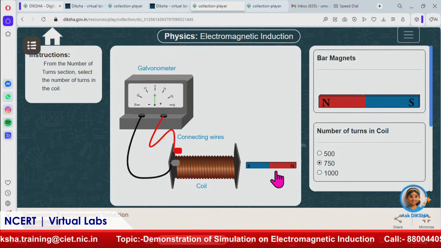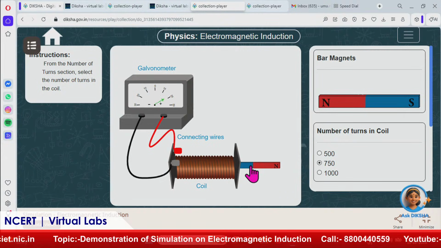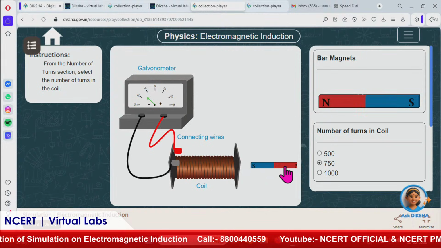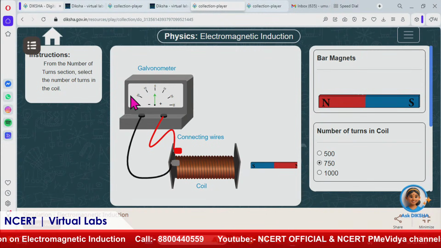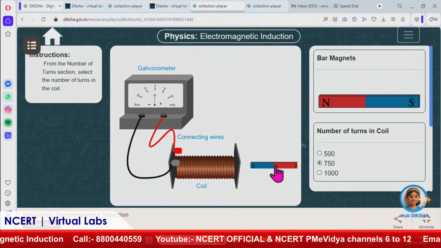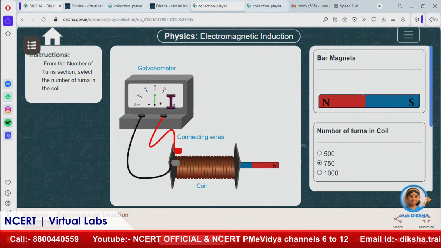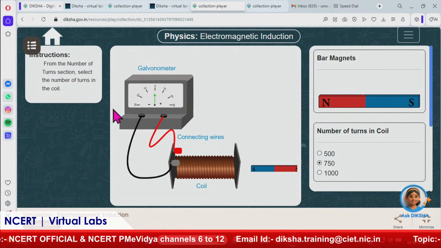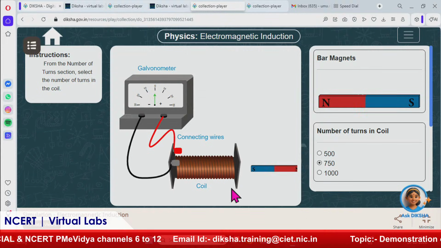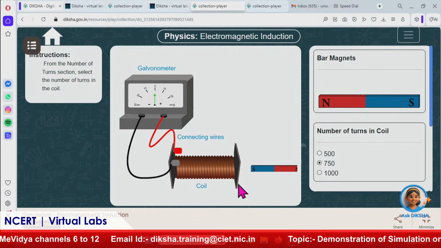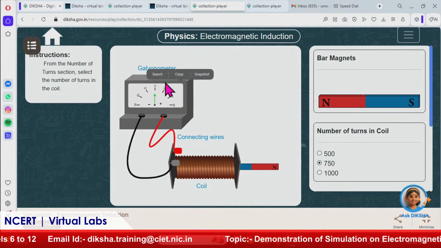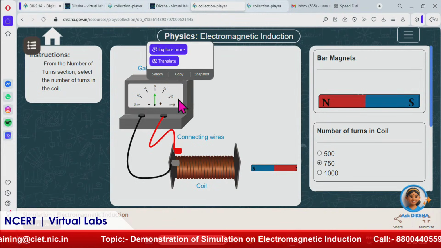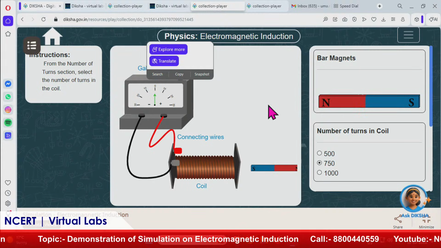As we have clicked on it, see, when I am doing this to and fro motion, the galvanometer is showing the deflection. Also, if you observe one thing, when I am moving it towards the coil, it is moving towards the right hand side. When I am moving it away from the coil, it is moving on the left hand side. This is because of the change in the direction of the current. When you are moving in this direction, the current is flowing in one direction. In this direction, the current is flowing in the opposite direction. So that's why the deflection is in the opposite direction.